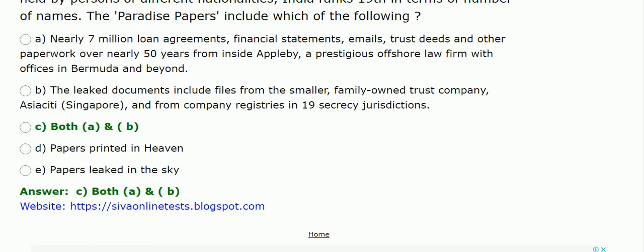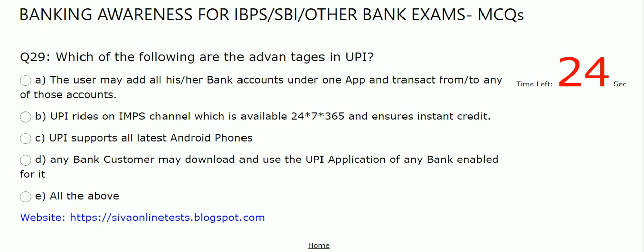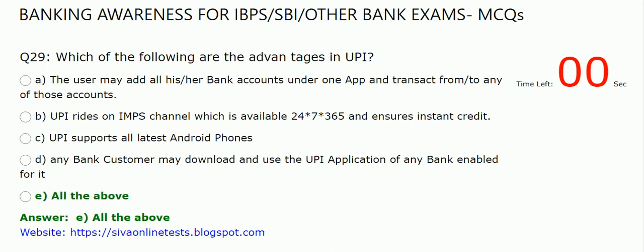Question 29. Which of the following are the advantages in UPI? Options. A. The user may add all his/her bank accounts under one app and transact from any of those accounts. B. UPI rides on IMPS channel, which is available 24/7/365 and ensures instant credit. C. UPI supports all latest Android phones. D. Any bank customer may download and use the UPI application of any bank enabled for it. E. All the above. Answer. E. All the above.